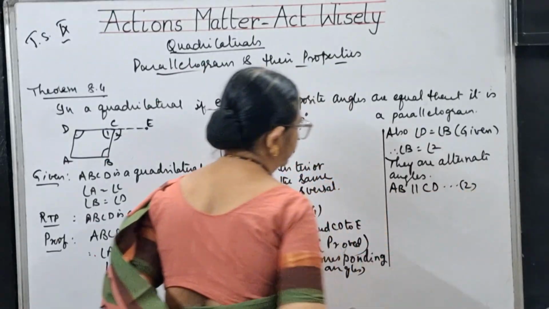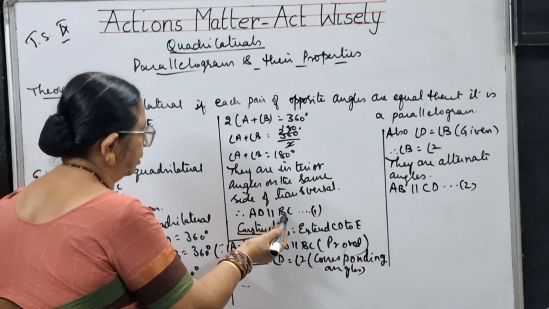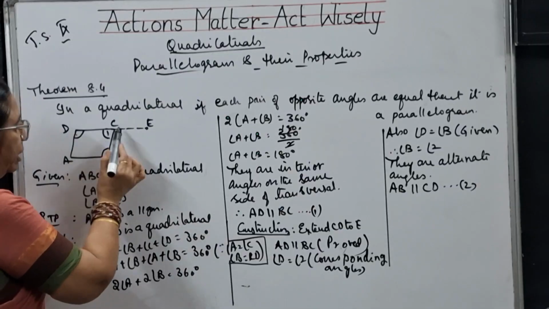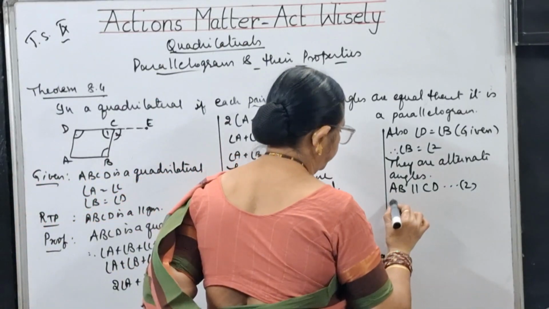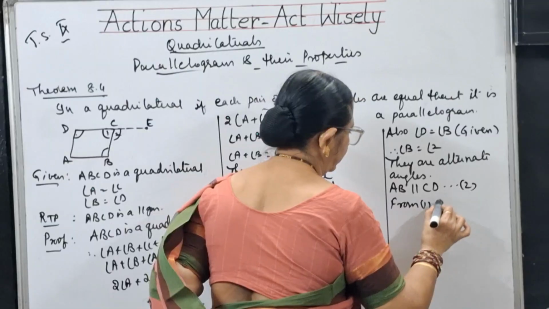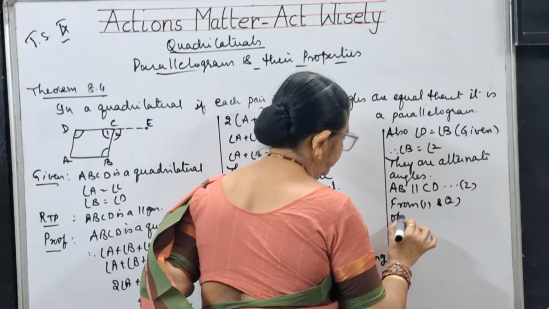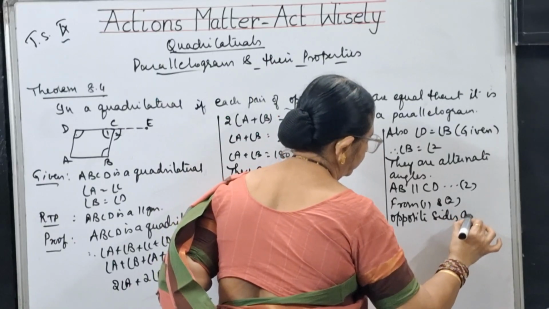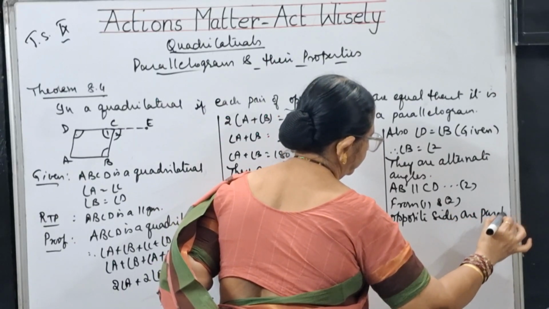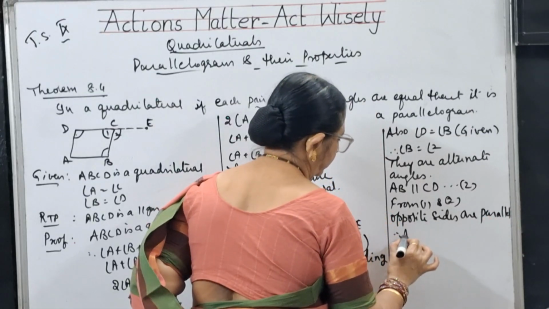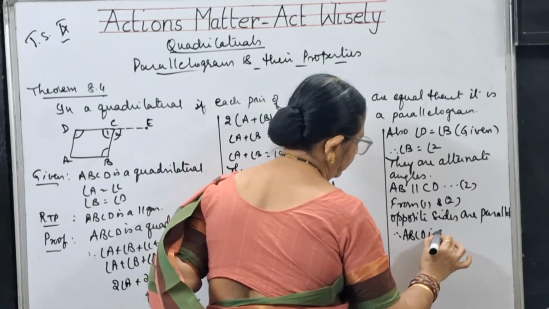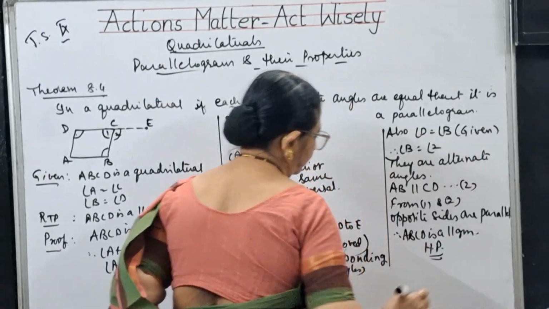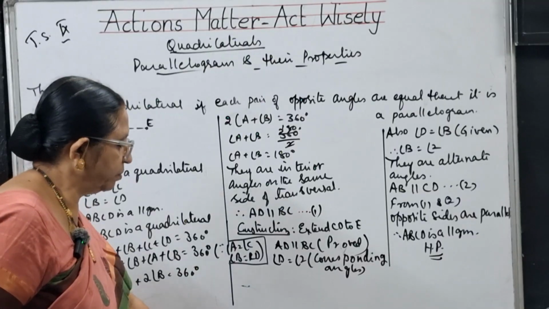This is the second one. AD is parallel to BC, we have proved. AB is parallel to CD, we have proved. So from 1 and 2, opposite sides are parallel. Therefore, ABCD is a parallelogram. Hence, proved. This is the proof of this theorem, children.